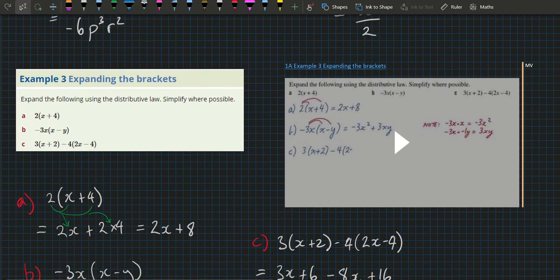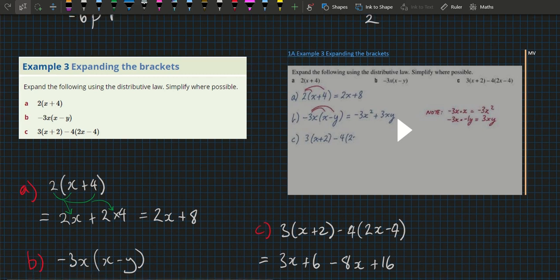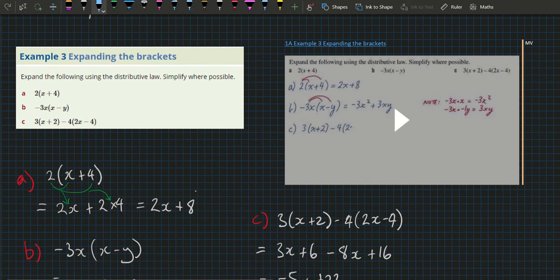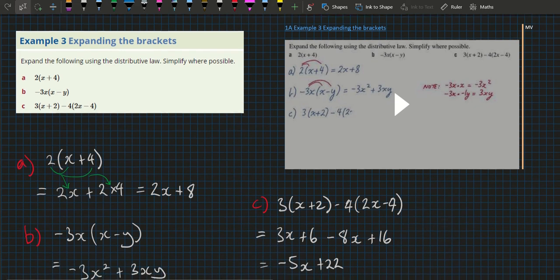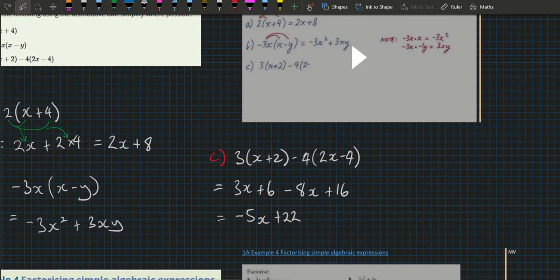Expanding brackets should be fairly straightforward. That's the distributive law. So 2 times (x plus 4) is equal to 2 times x plus 2 times 4, or 8. And I just put a little side note for this one.